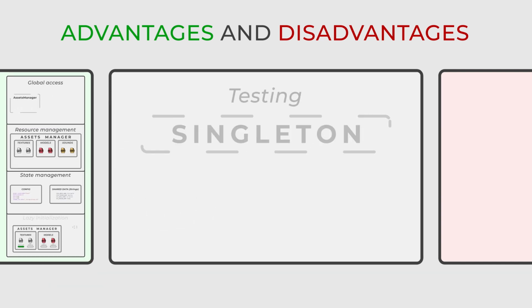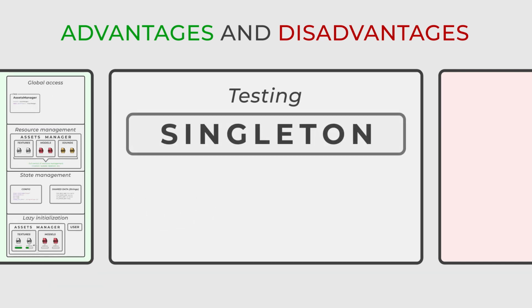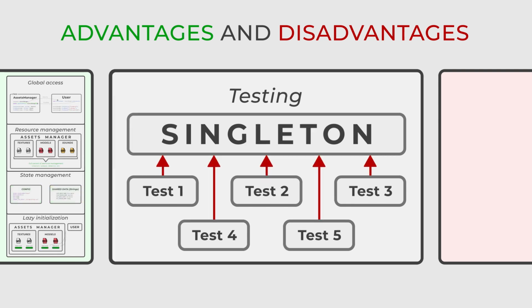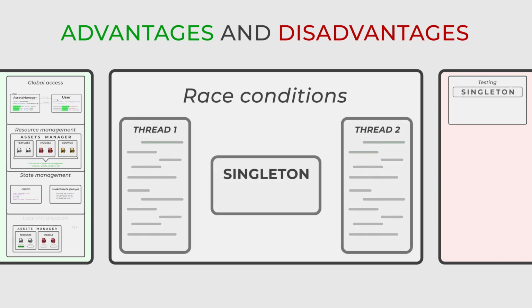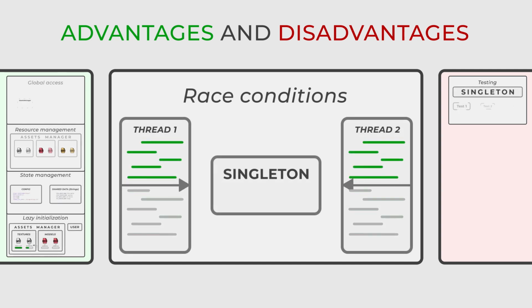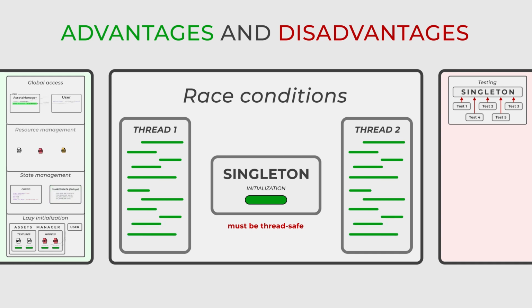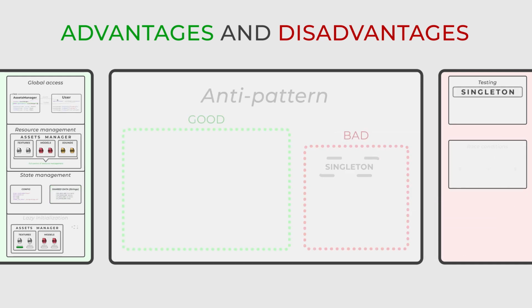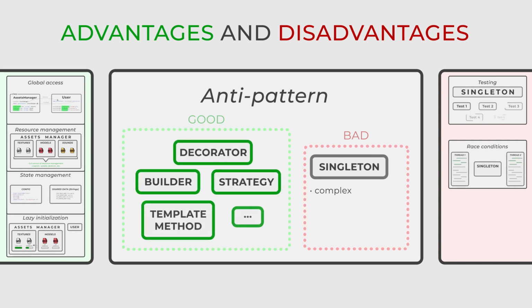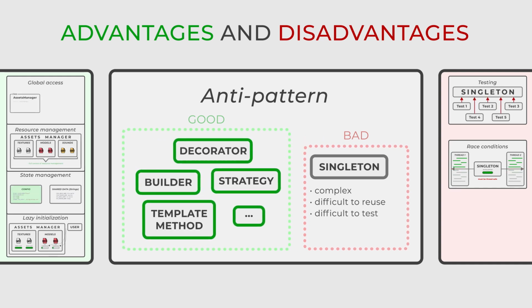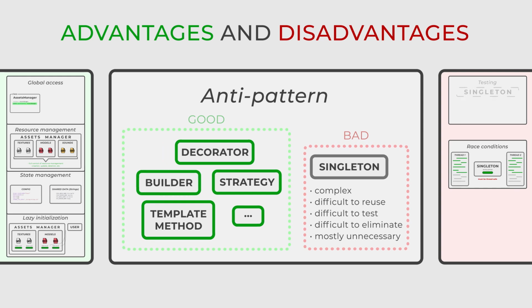Despite its benefits, the singleton pattern also has its drawbacks. Testing can become a challenging task due to tight coupling and global nature of a singleton, making the codebase difficult to test. In multi-threaded environments, there is an added complexity, as the creation of a singleton must be thread-safe to prevent race conditions, ensuring that the instance is created only once, even when multiple threads attempt to create it simultaneously. In general, singleton is mostly seen as an anti-pattern because it adds complexity to the code and is very difficult to reuse or test. Eliminating singletons can be a challenging task, but it is an effort that pays off in the long run.